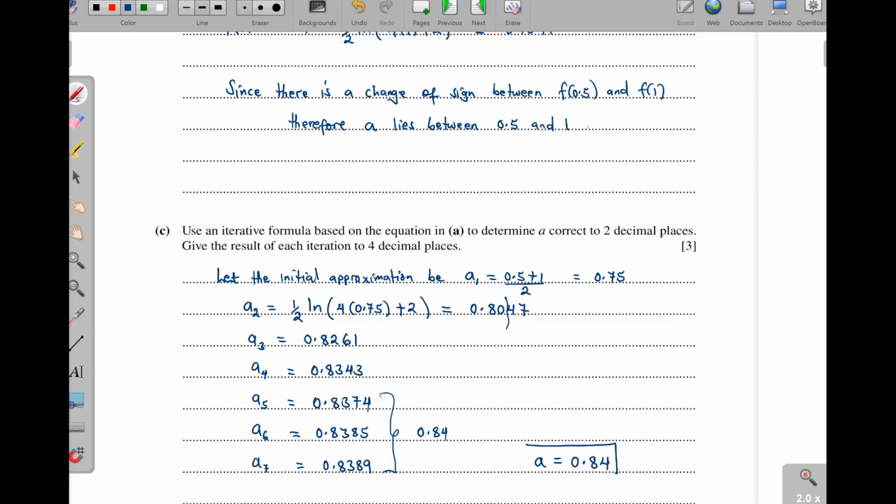And that is that. How do you know that you're supposed to stop? That is when you get 3 values which are rounding to the same value, based on the degree of accuracy. So 3 values are giving the same value to this degree of accuracy that they have given you. Then you stop. So that is that.